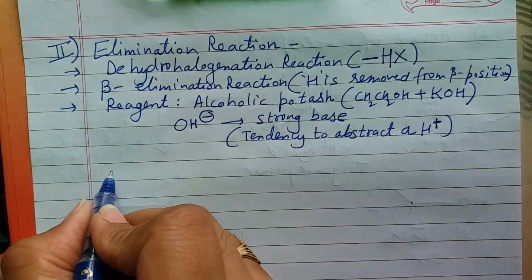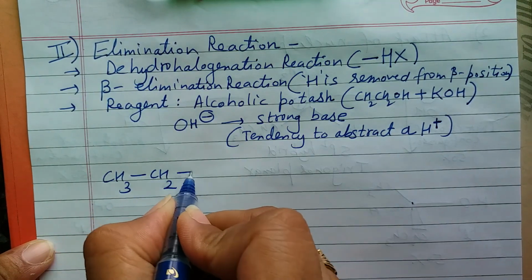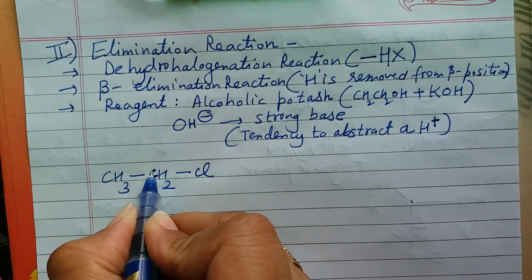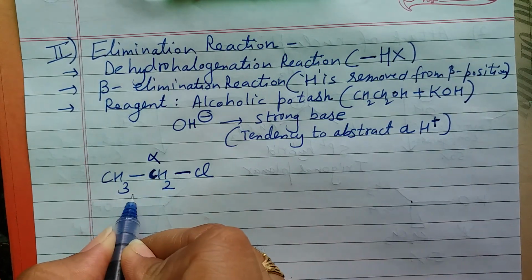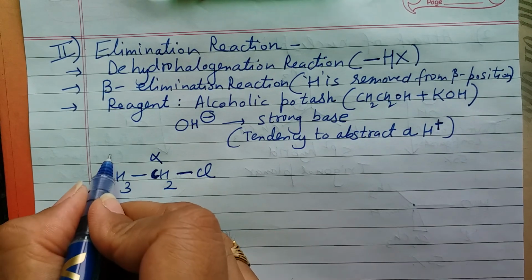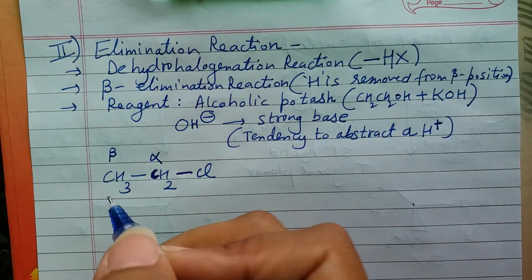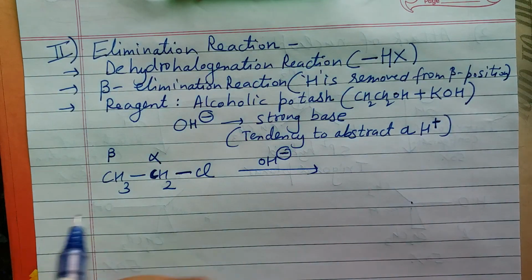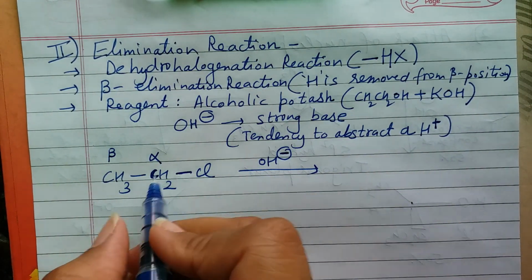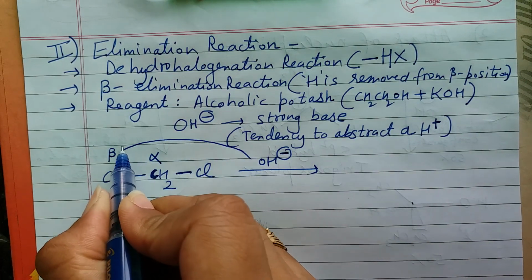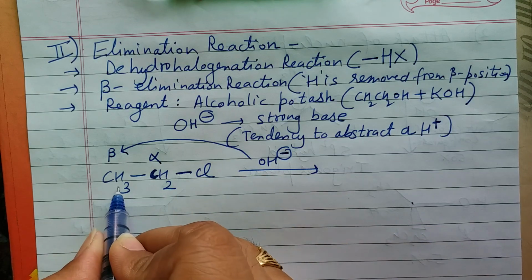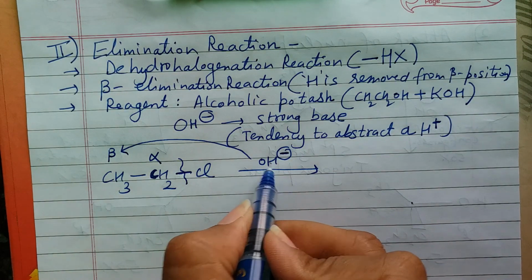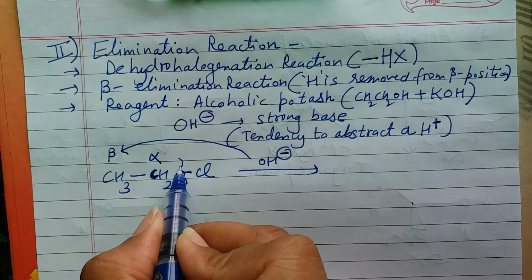So I take an example of an alkyl halide, let's say CH3CH2Cl. You should understand that the carbon atom to which the halogen is attached is called the alpha carbon, and the carbon next to it is known as the beta carbon. In the presence of the base OH minus, which we have received from KOH, the base is going to attack the beta carbon, because the base will take away a hydrogen atom from the beta position, and from the alpha position the halogen is going to leave.